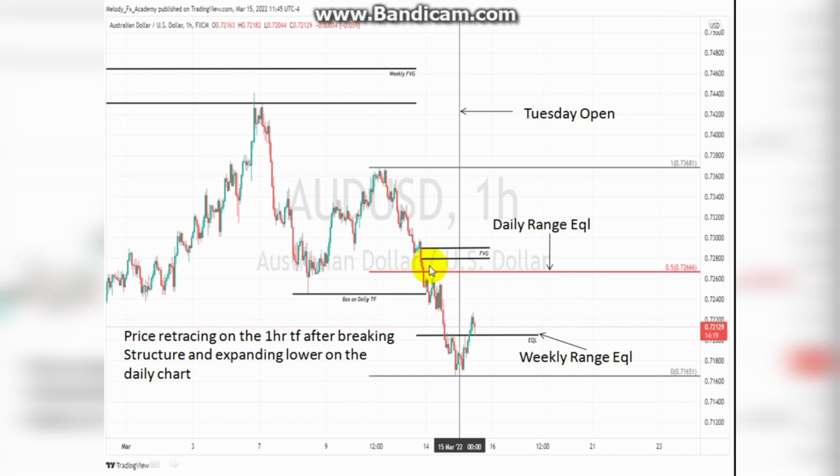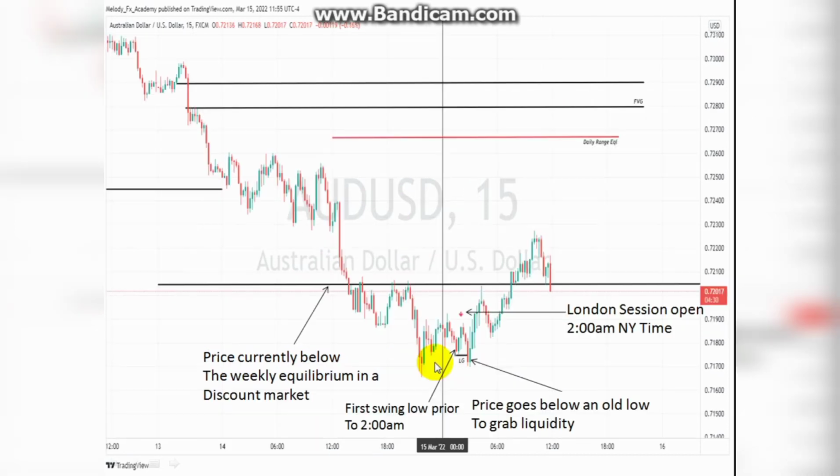Now above the equilibrium, which is the premium side, we have this little fair value gap. All right, so let's go down to our 15-minute chart and see what I mean. Now this is that fair value gap above the daily range equilibrium.